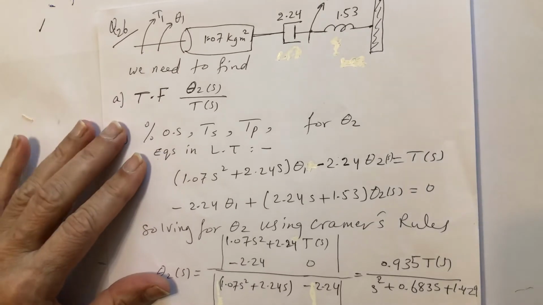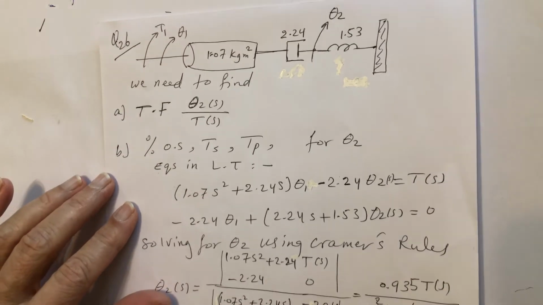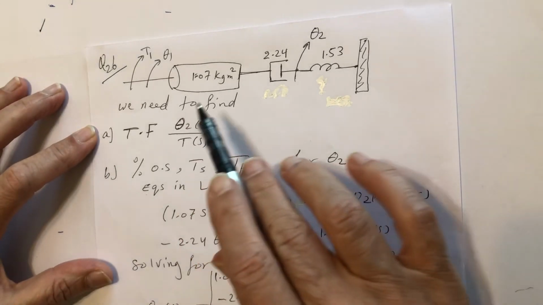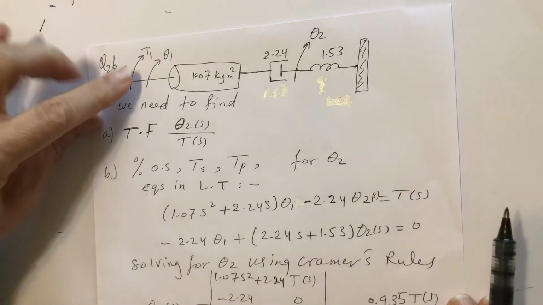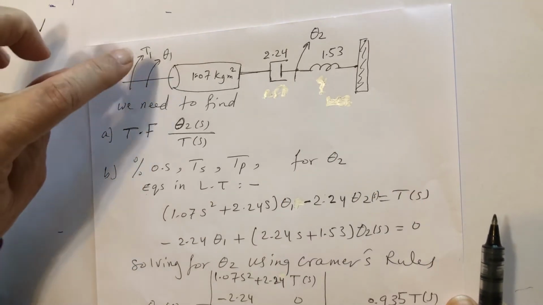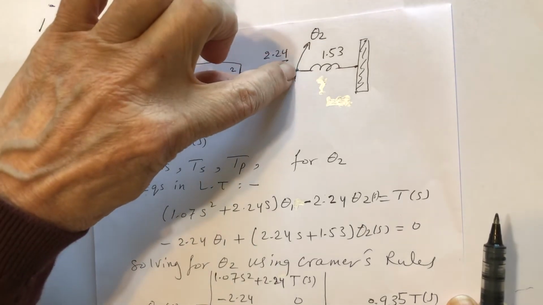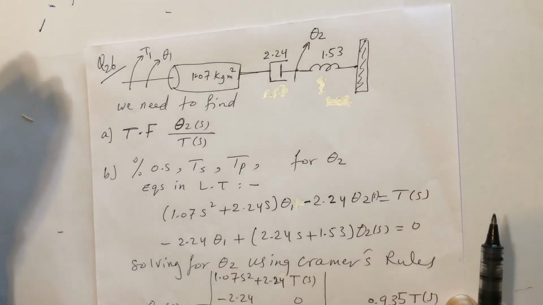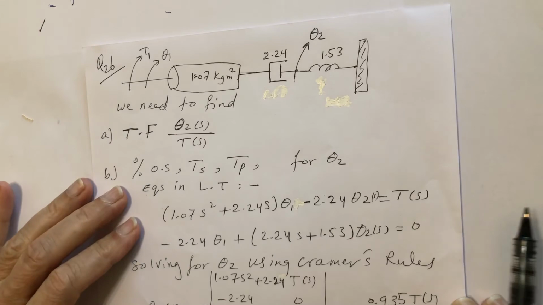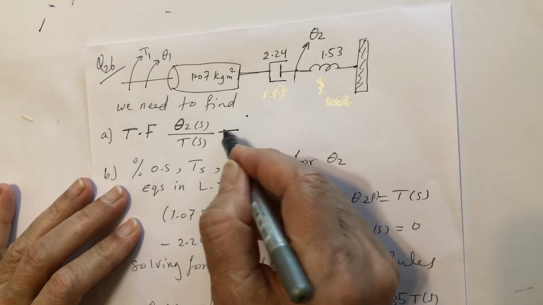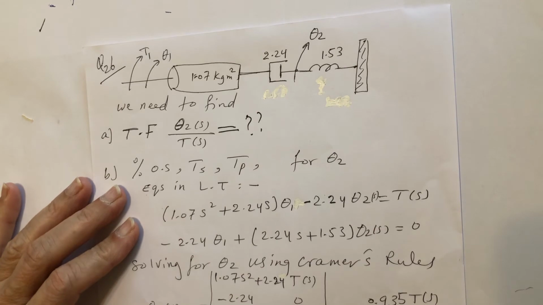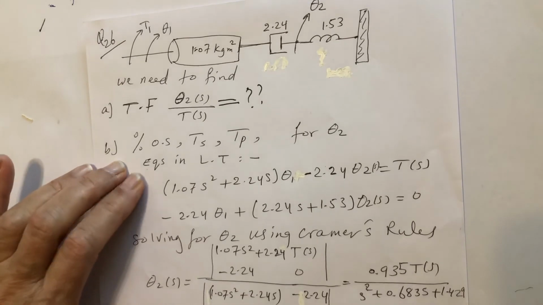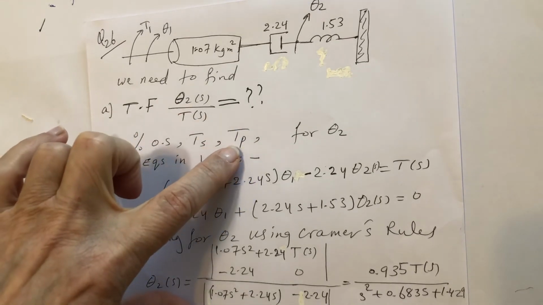Now let's go into question 26 in your book. Okay, it's giving you the system. He's choosing the input T here and theta here, and the output here, theta 2. He wants, of course, the transfer function theta 2 to T. Okay, theta 2 to T. No need for theta 1, theta 2 to T. So we need to find this. Let's say equal what? And B, this is A. B, he wants percent overshoot, settling time, and peak time.